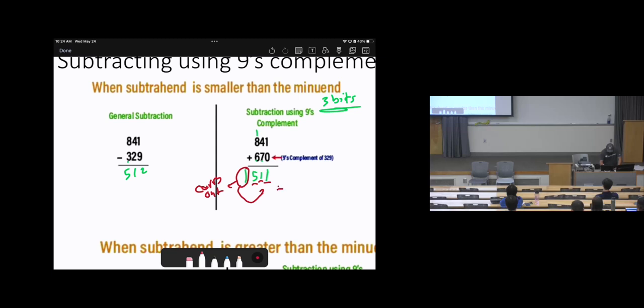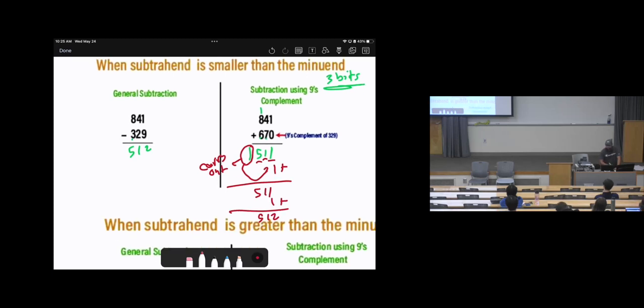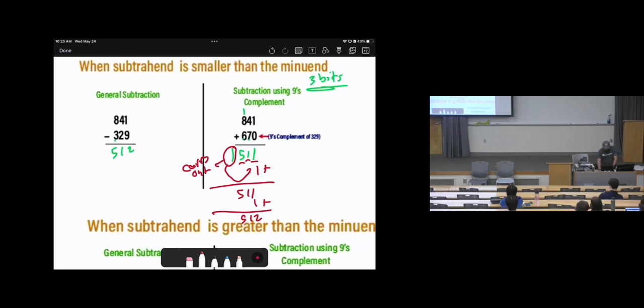Add it here. So it will be 1, 5. Here, the remaining, what will this be? It will be 5, 1, 1. Take this 3, then add the carry bits. So it will be 512. Now, did I get the same answer here? Yes. Okay? Clear? Okay, let me choose another example.